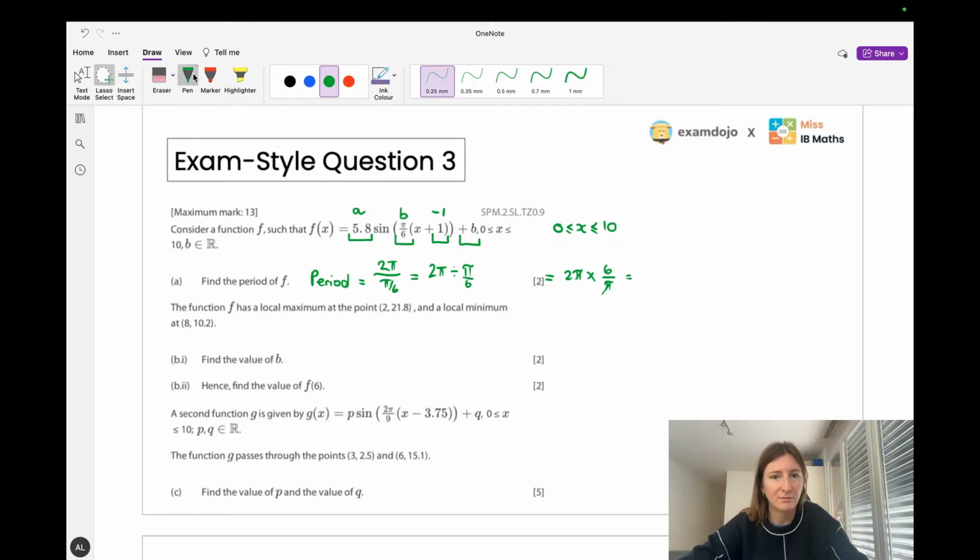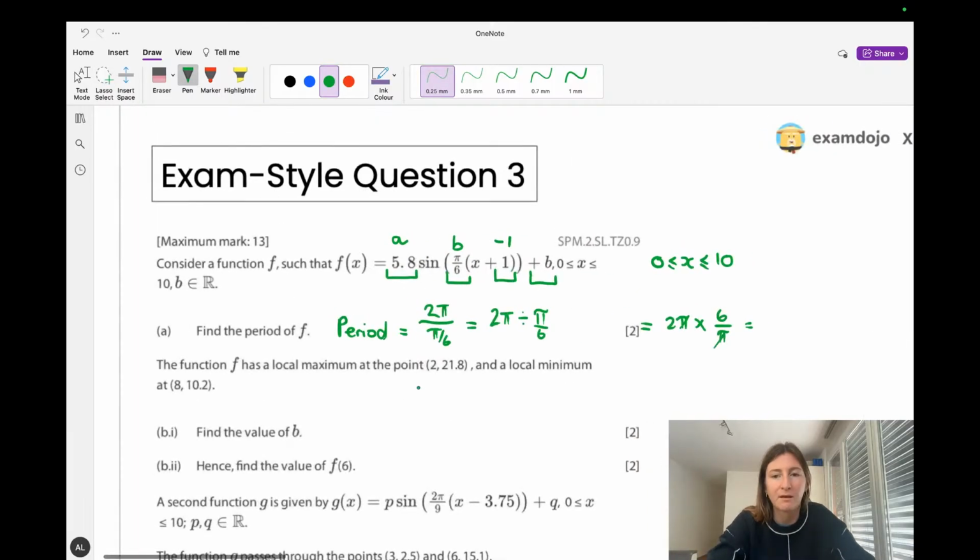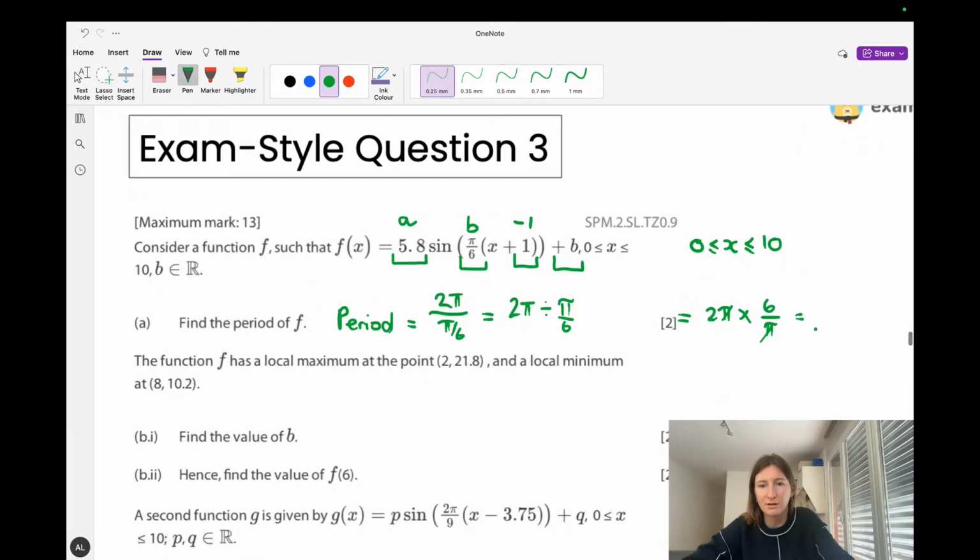Okay, that will have to do. I'm not going to spend much time on that. Anyway, sorry, we got 2 times 6, which is 12. Okay, so we know that the period of f is 12.